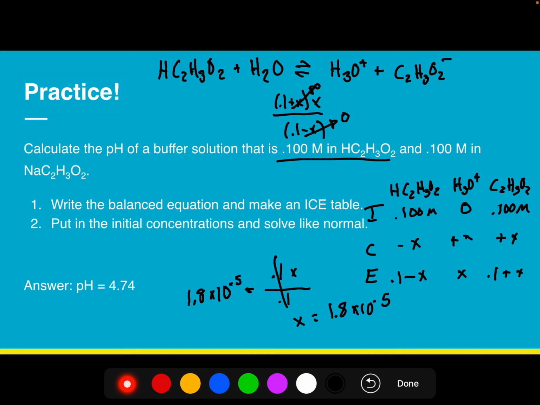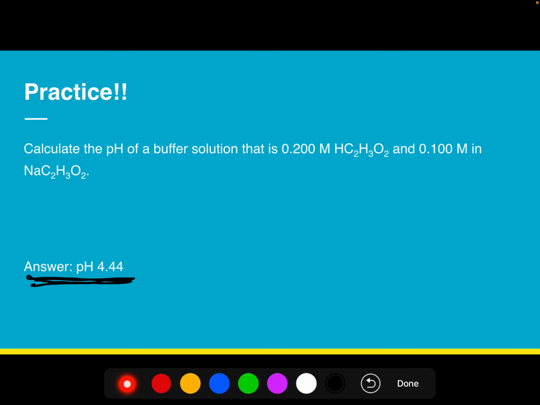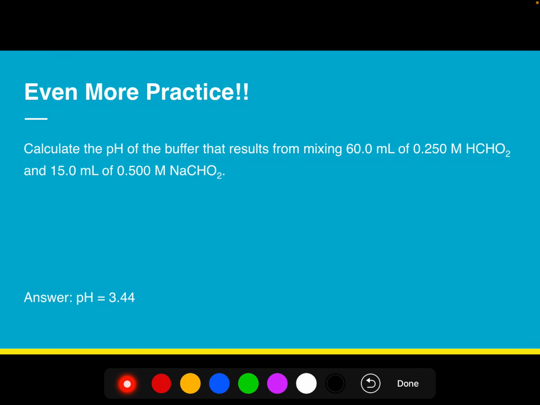If I take the negative log of that, negative log of 1.8 times 10 to the negative fifth, we get 4.74. It's awesome. Okay, so that's all you got to do to solve for the pH of a buffer. Since we just did that one with different concentrations, I'm going to go ahead and leave you to do that one on your own. The answer is there, so you can work them out, and if you have troubles, then email me. I can try to help you.